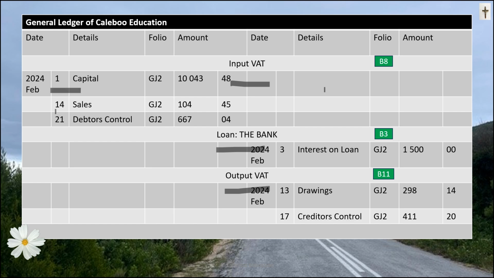It's important to try keep these transactions in date order in the general ledger. Balancing ledger accounts, I will do a lesson on that. Look out for it, how to balance general ledger accounts.